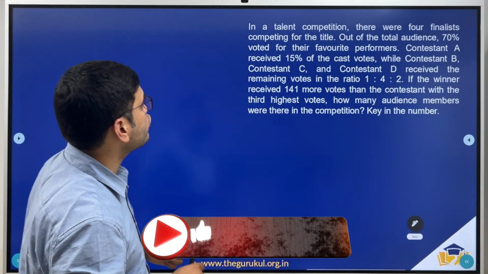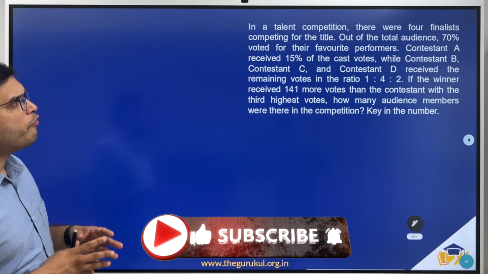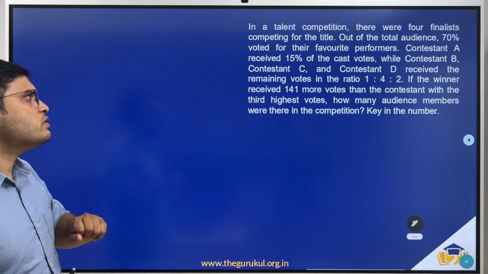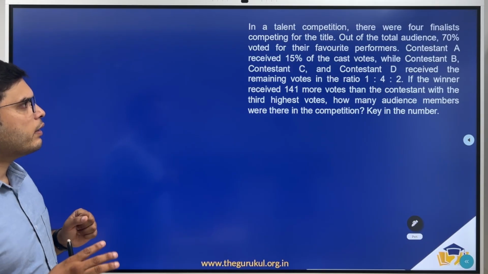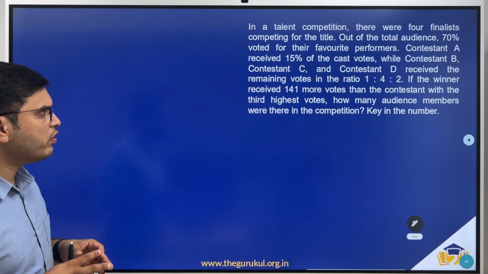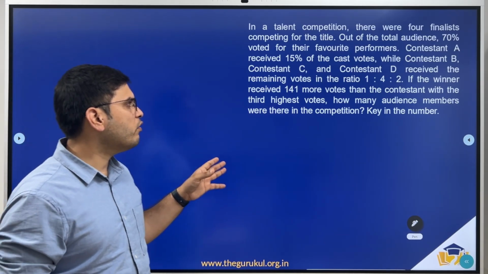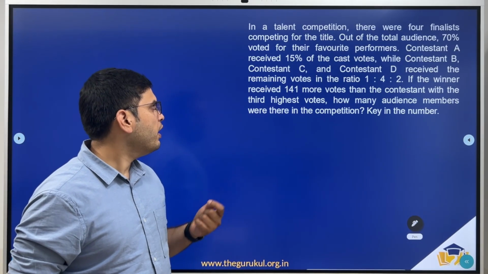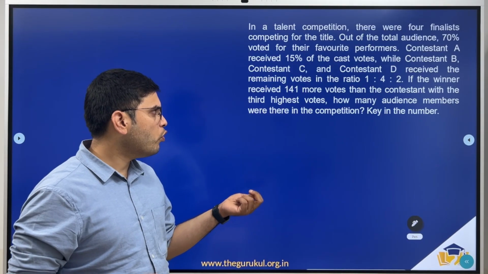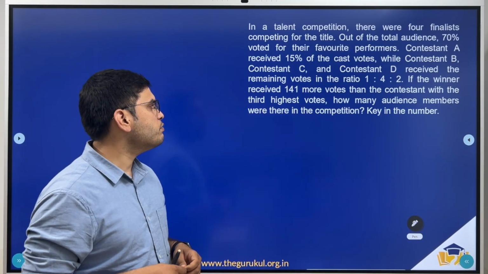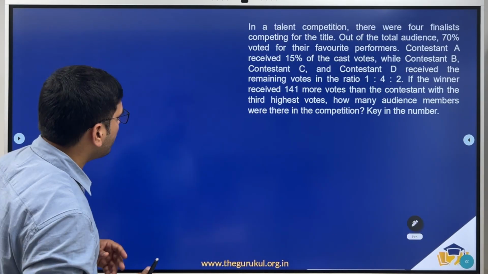Now coming to the fourth question. In a talent competition, there were 4 finalists competing for the title. Out of the total audience, 70% voted for their favorite performers. Contestant A received 15% of the cast votes, while contestants B, C and D received the remaining votes in the ratio 1 is to 4 is to 2. If the winner received 141 more votes than the contestant with the third highest votes, how many audience members were there in the competition? Key in the number, right?